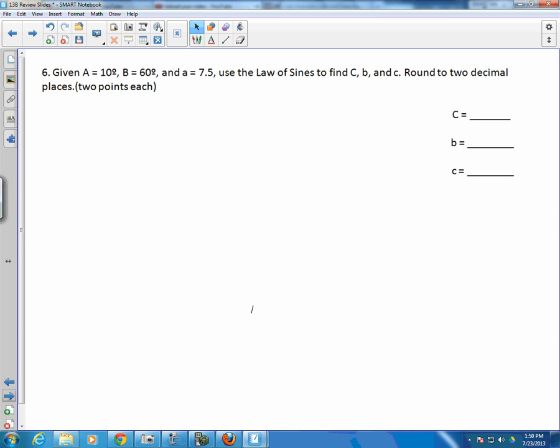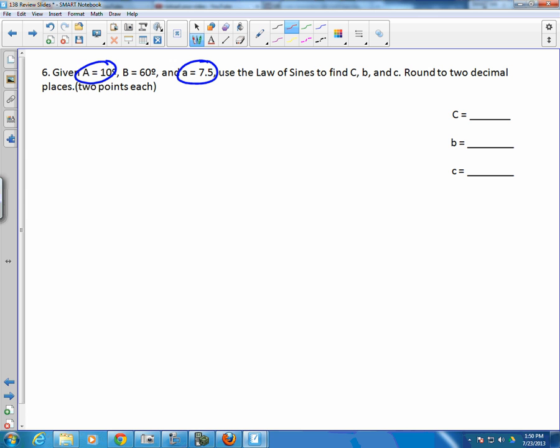For number 6 on your review, it says given A is equal to 10 degrees, B is equal to 60 degrees, and side a is 7.5. Use the law of sines to find C, little b, and little c. What's nice is you have that ratio: you have that side and the angle opposite, and that's key. If you want to use the law of sines, you're definitely going to have to have that.